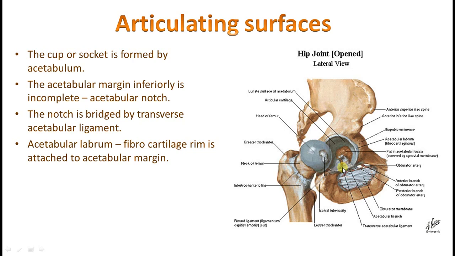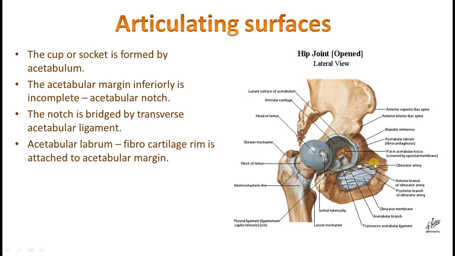The acetabular labrum mainly increases the depth of the socket. Since it gives an additional covering, the socket becomes a little deeper, and thereby the joint is all the more stable. So the chances of dislocation of the hip joint reduce. This adds to the stability of the joint.